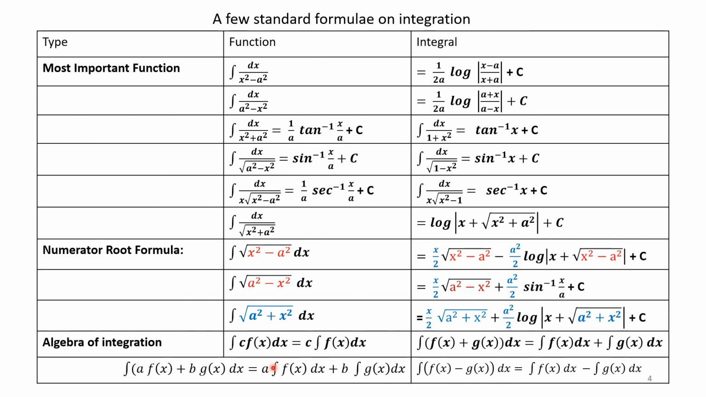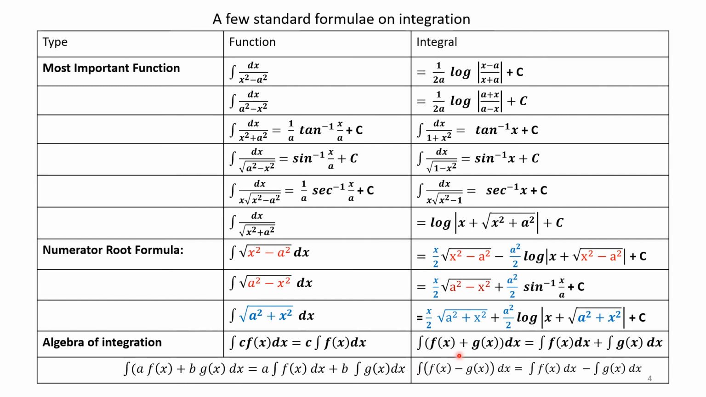Then the third case is where a coefficient is multiplied to f of x. There are two functions, f of x and g of x. The coefficient of f of x is a and the coefficient of g of x is b, into dx. So the integral of a f x plus b g x into dx is equal to, here the coefficients are taken outside the integral sign. Therefore, it becomes a into the integral of f x dx plus b into the integral of g x dx.